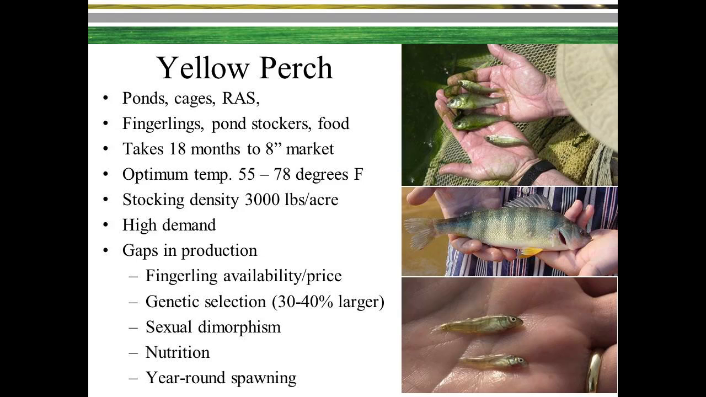It grows well in pond cages, RAS systems, and aquaponics. It does really well; it's suited for the climate. Like I said, you can sell it at all stages if you're raising it from egg: fingerlings, pond stockers, food.